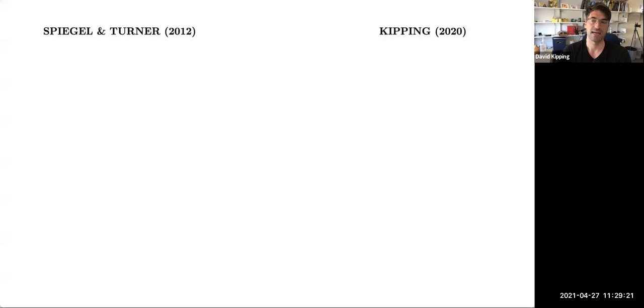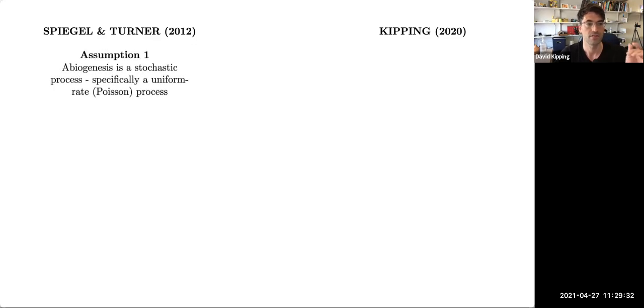Now, that philosophy is going to be very important. I just want to take a pause and compare what Spiegel and Turner did to what I'm going to show you, but keep that in mind going forward. So assumption 1, to recap, was that life is a stochastic Poisson process. I'm going to do the same thing.